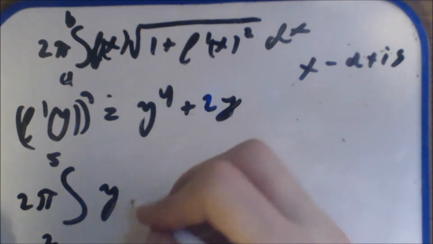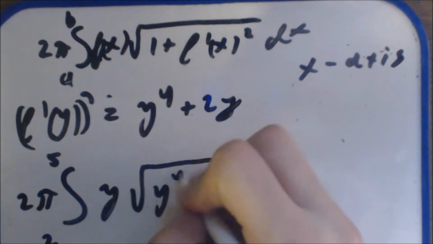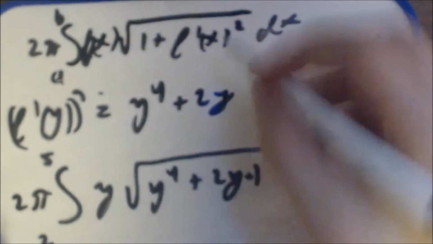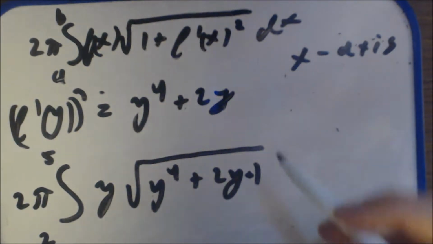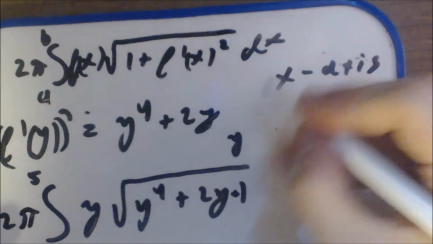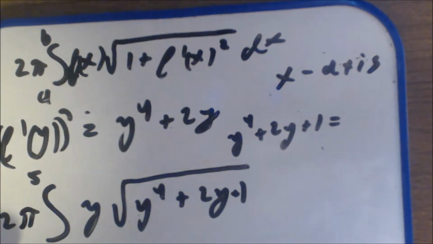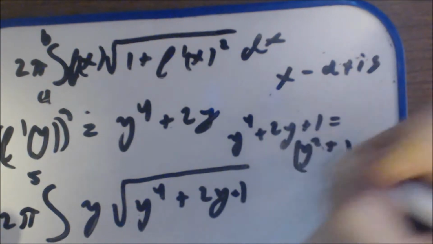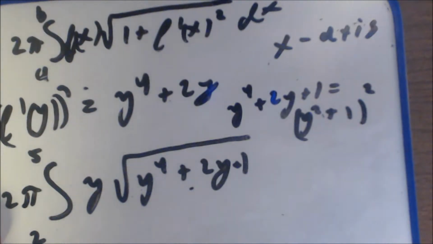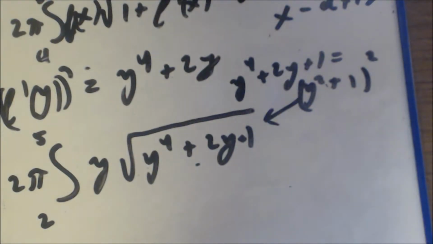So we have y times, looks like it's going to be radical. Now this is the trick for this one: y to the fourth plus 2y plus 1. See the plus 1 from the equation. But you see, y to the fourth plus 2y plus 1 is actually equal to y squared plus 1 squared. And that's the trick to this problem, realizing the perfect square here is actually equal to that.